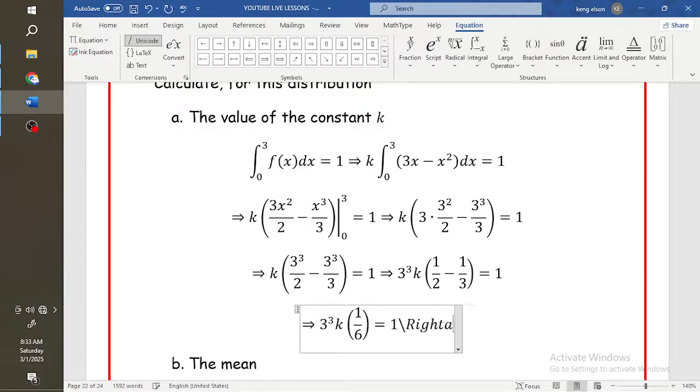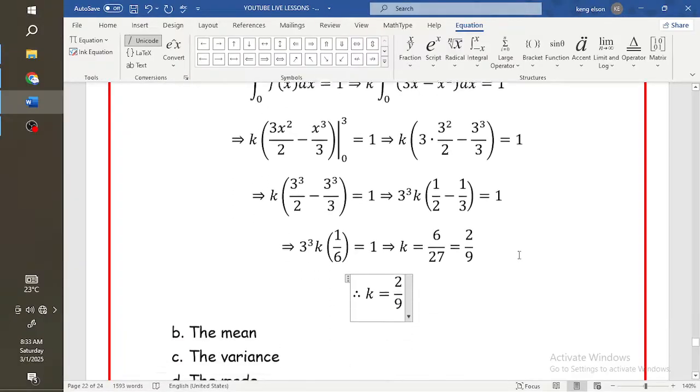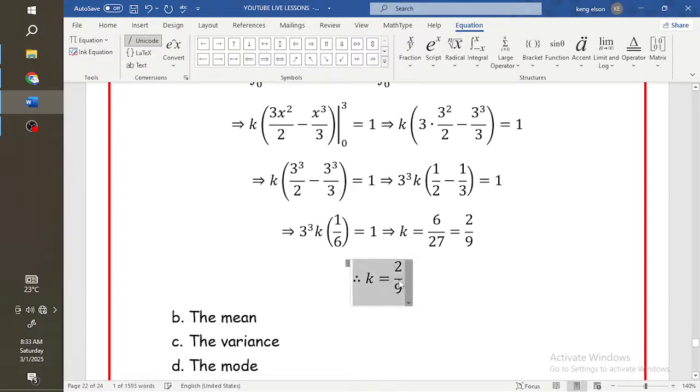So if I multiply both sides by 6, k is going to give me 6. Then I will divide by the 3 cubed, which is 27. 3 can go up there 2 times, 3 can go down here 9 times. So I can conclude that therefore k is equal to 2 divided by 9. So that's the value of the constant k.